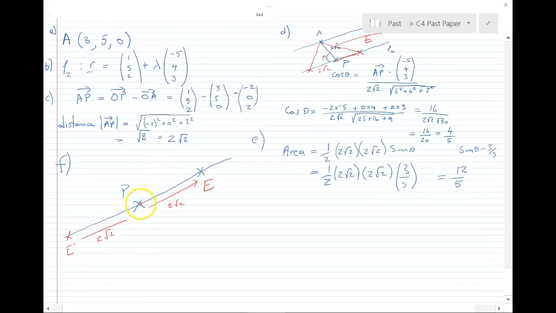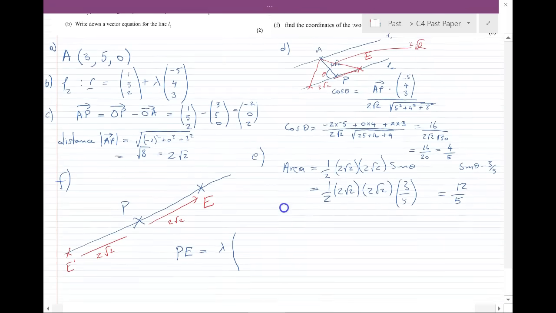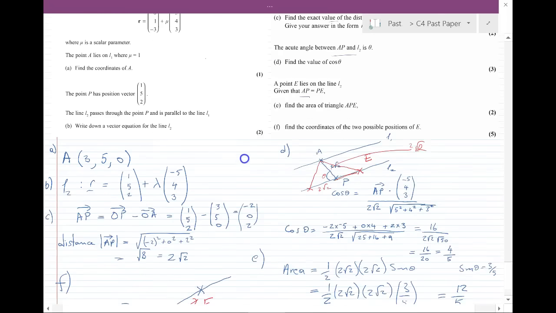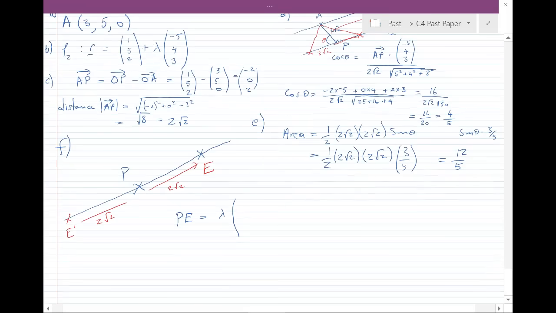We know that the vector PE is some multiple of the direction vector. Let me just change colour. So let's write that again. PE is some multiple, lambda, say, times the direction vector of this line. And we can go all the way back to these. Both lines, thankfully, go in the same direction, so we're not going to pull down something incorrect if we look at the direction vector of L2 or L1. It's minus 5, 4, 3.